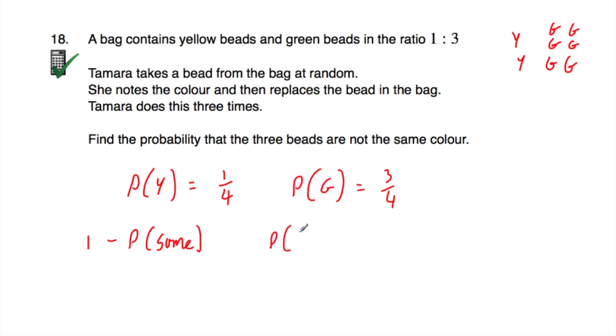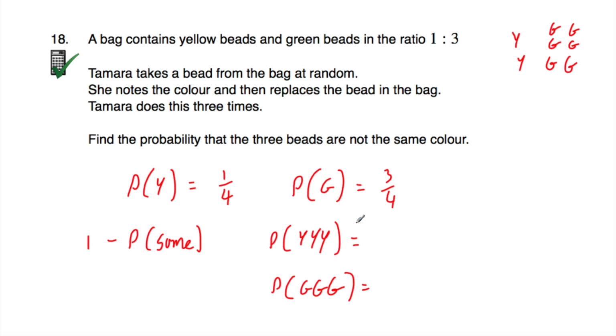So let's find the probability of a yellow, and a yellow. And then that'll be the probability that they're the same as each other. And then if we do the probability of a green and a green and a green, then that's the probability that these 3 beads are the same colour as each other. And then if we add them together, that'll be the probability that the beads are the same colour. And then if we do 1 take away that answer, that'll tell us the probability that they're different to each other.